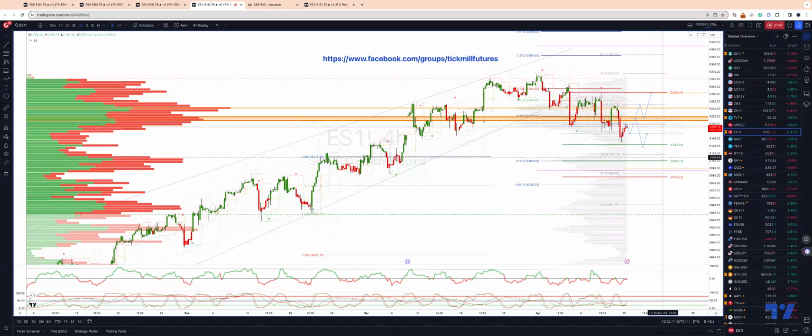Again, I would be watching for potential reversal patterns there to trade that from the long side, but just some areas to be cognizant of as we head into the week here. Let's take a look at the Nasdaq.